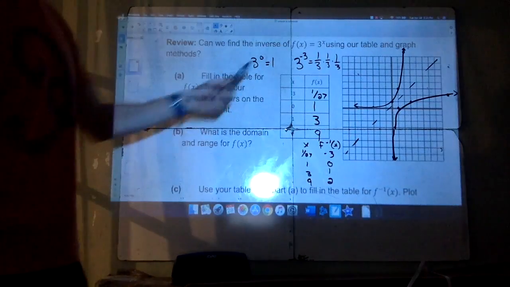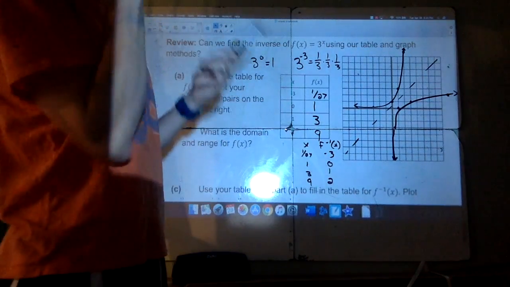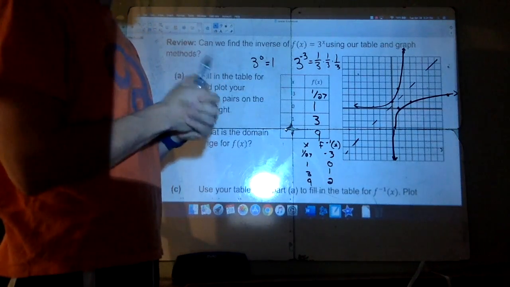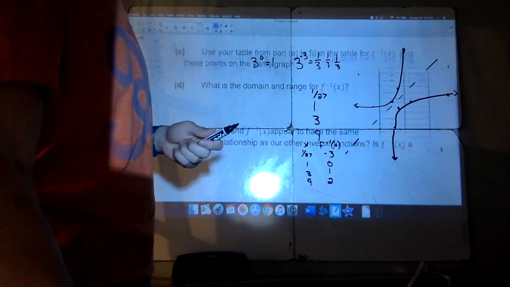So that's the inverse of 3 to the x power. But what's our equation for that? We don't quite know yet. We're going to have to explore that a little bit more.